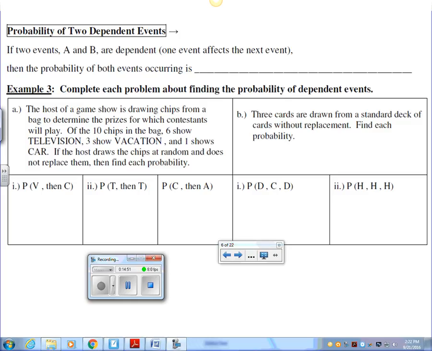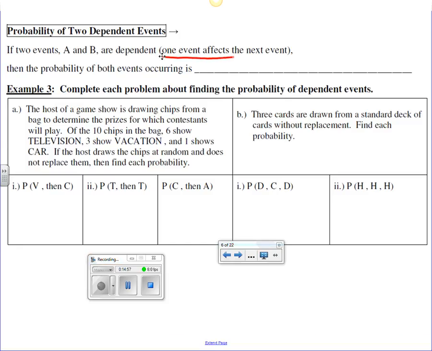Okay, so in this scenario, one event does affect the other. So it's the probability of A. We're still multiplying, but it's the probability of B after A has occurred, since A will affect B. Okay? Once again, that'll make more sense when we actually do a problem.